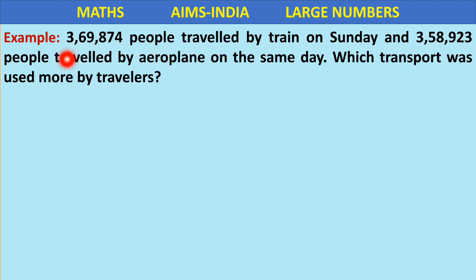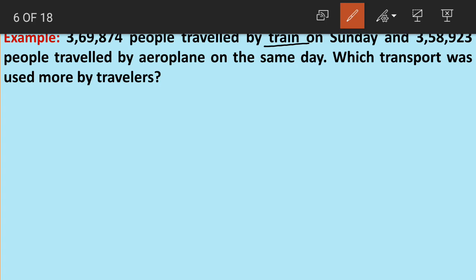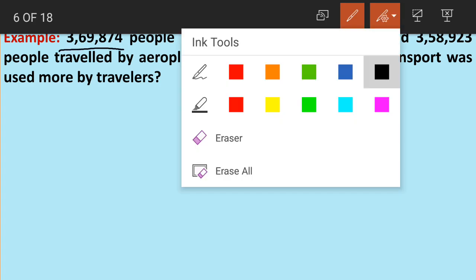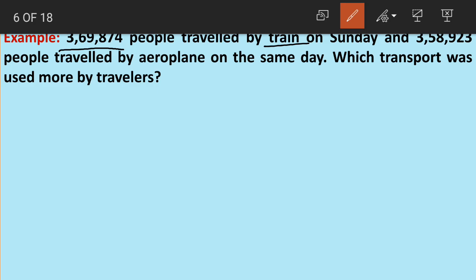Next we have an example to solve here. 3,69,874 people travelled by train on a Sunday. How many people travelled by train? 3,69,874 people travelled by train, and 3,58,923 travelled by aeroplane. Which transport was used more by travelers?